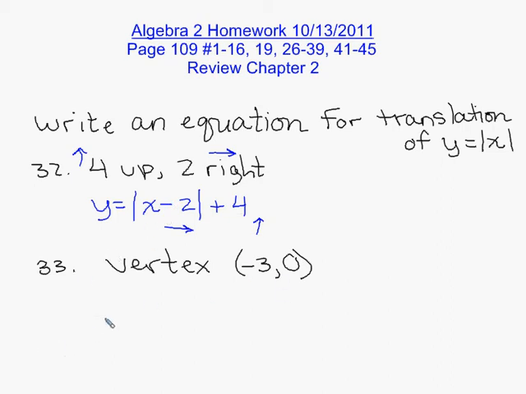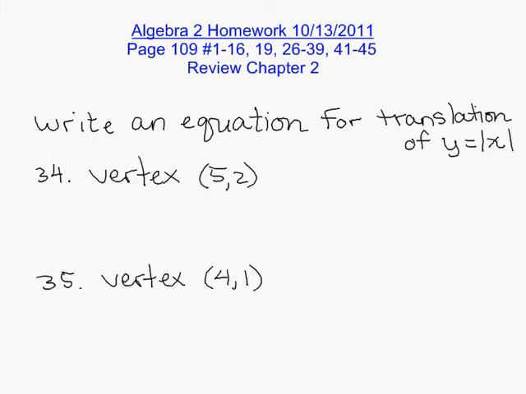Okay, this one is easy. It gives you the vertex. So this is y equals absolute value of, now the x coordinate you do the opposite of, so that'll be x plus 3. And we don't have to put the plus 0. I mean, if you think about it, there's a plus 0 right there, but you don't ever have to write that. Okay, let's go to the next ones.